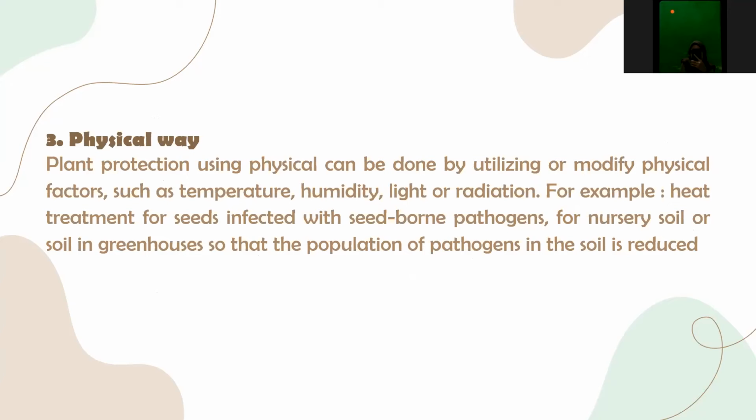Number 3, physical way. Plant protection using physical means can be done by utilizing or modifying physical factors such as temperature, humidity, light or radiation. For example, heat treatment for seed infected with seed-borne pathogens, for nursery soil or soil in greenhouse so that the population of pathogens in the soil is reduced.